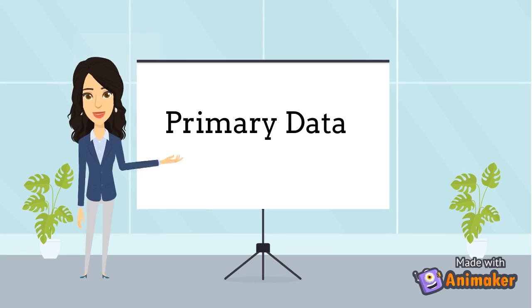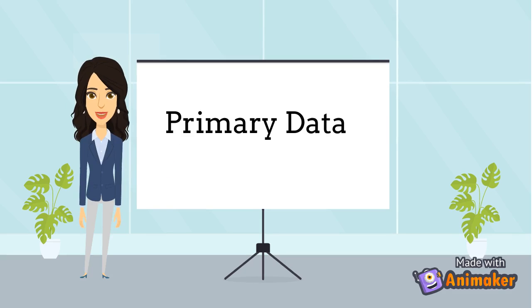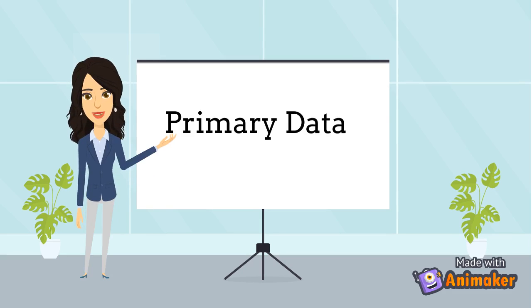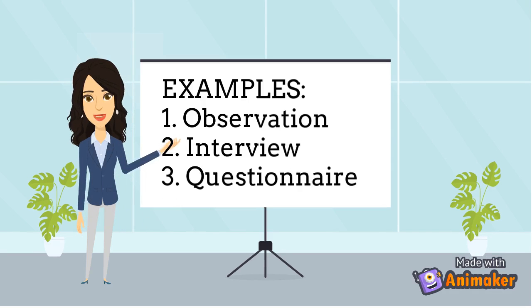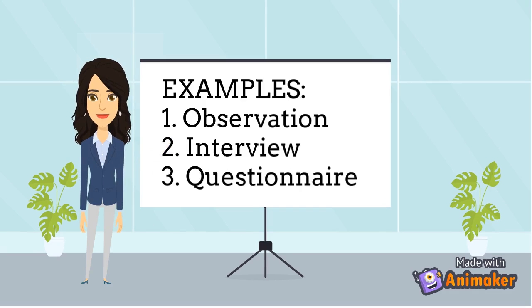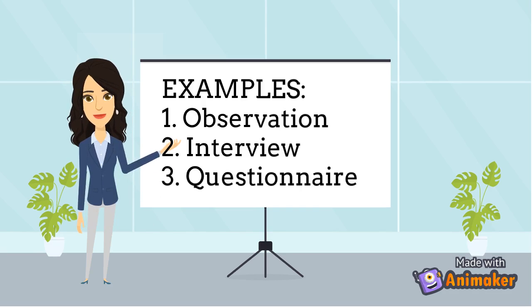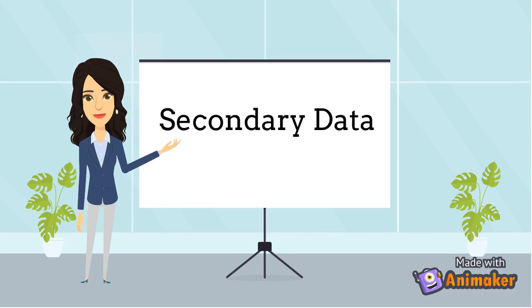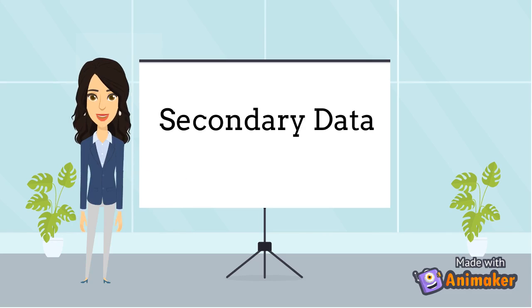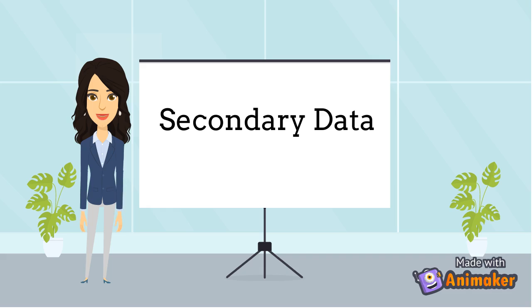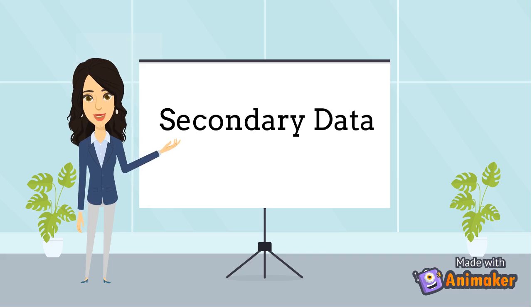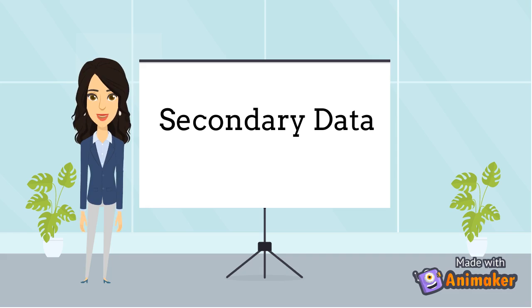1. Primary data. Refers to information which is gathered directly from an original source. Examples: 1. Observation. 2. Interview. 3. Questionnaire. 2. Secondary data. Refers to information which is taken from published or unpublished data which were previously gathered by other individuals or agencies. Data which are already available.